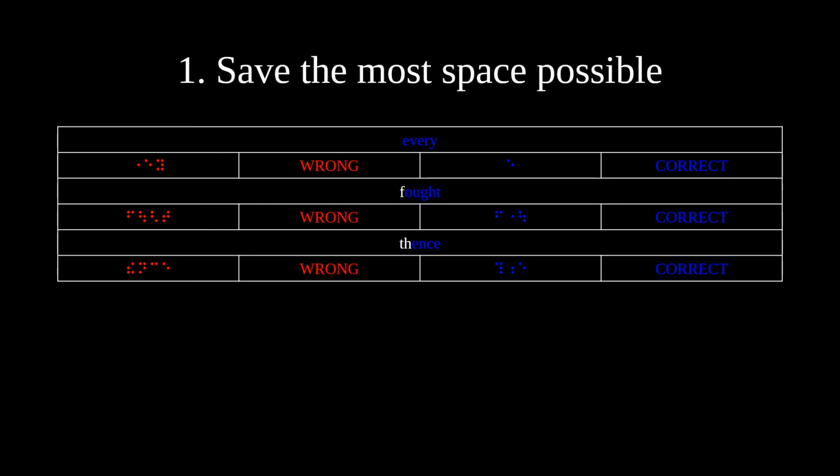The first example of this rule is the word every. You may not use the .5 cell to write the word every, even though the word every contains the word ever. The second example is the word fought. Since the word fought contains the word ought, you must use the .5 cell to write the word fought. The third example is the word thence. You may not use the THE cell in the word thence, even though the word thence contains the word the.